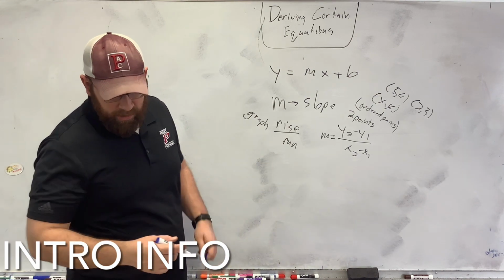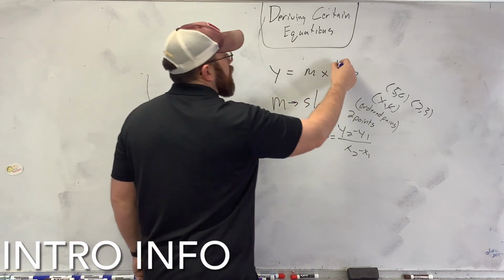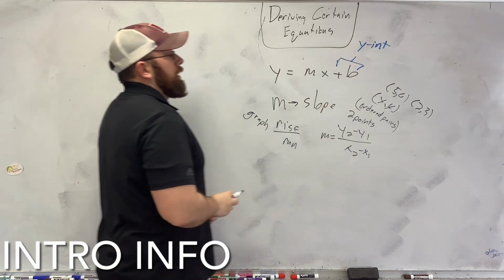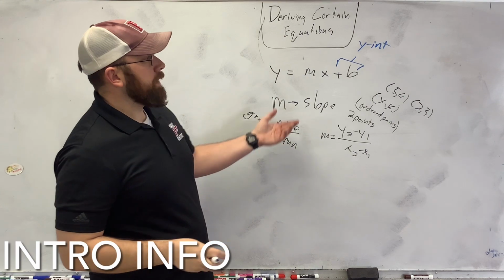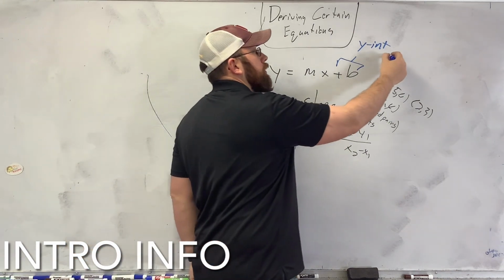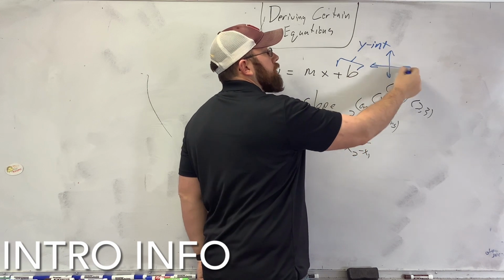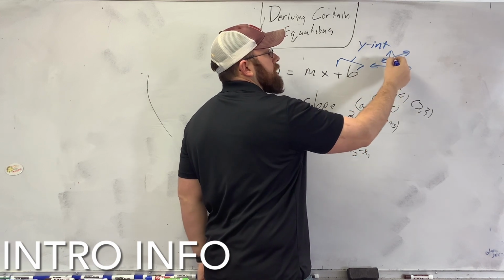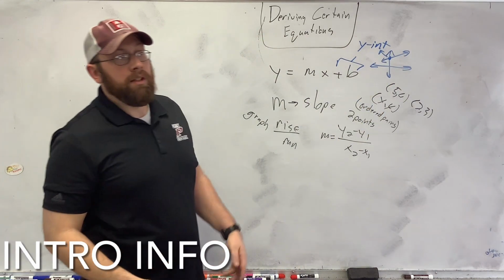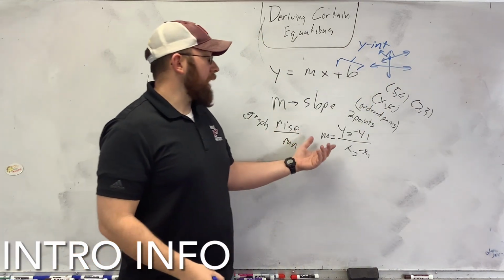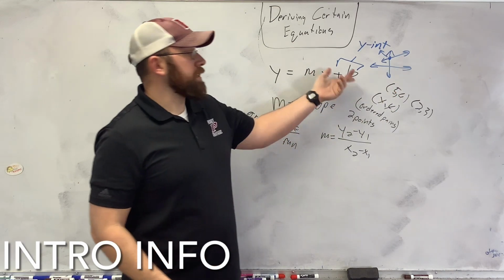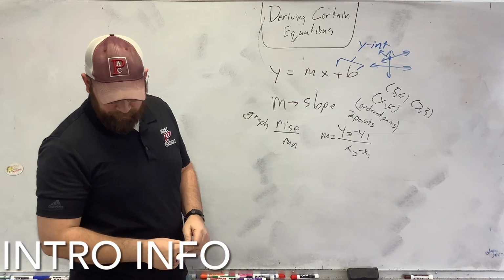The other thing here is, your b is your y-intercept. There's no way to derive that through a formula. If you have a graph, you just look at where the line you're graphing goes through the y-axis. That point right there is the y-intercept. You can also derive it by finding the slope, plugging one of the points in, and solving for b.